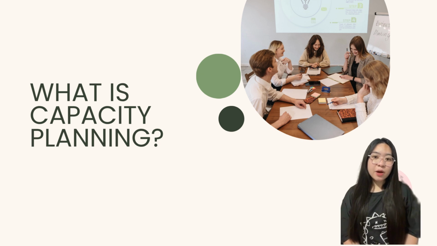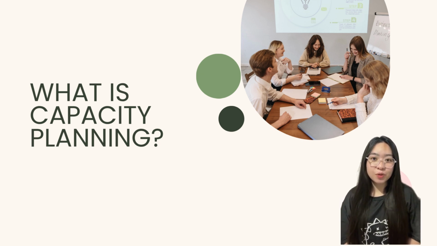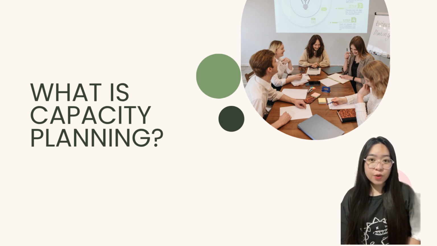Capacity planning is all about making sure your business can produce enough to meet customers' demand without overdoing it or wasting money. Imagine this. You're baking cookies for a school fair. If you bake too few, people get mad and you lose sales. If you bake too many, you waste ingredients, time, and money. So you need to plan ahead. How many people will buy? Do you have enough ovens? Can your team handle it? That thinking, that's capacity planning.